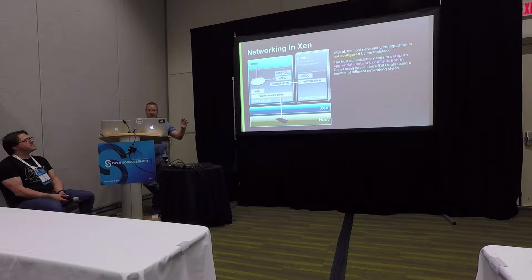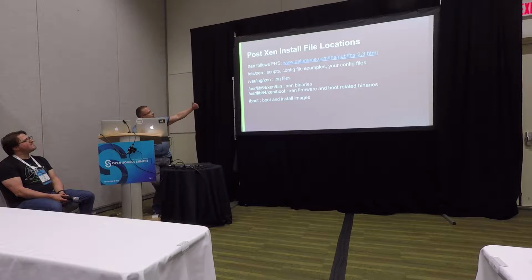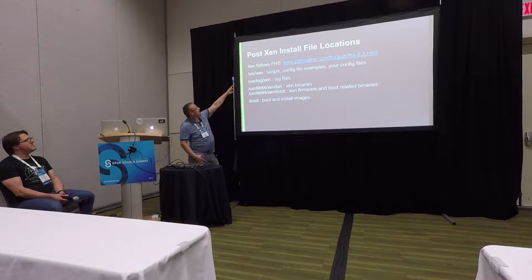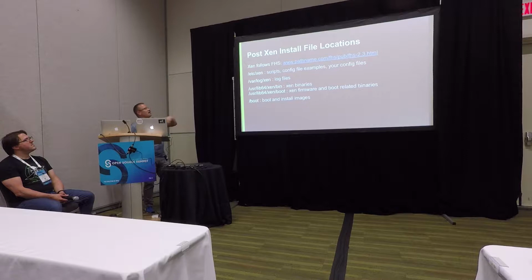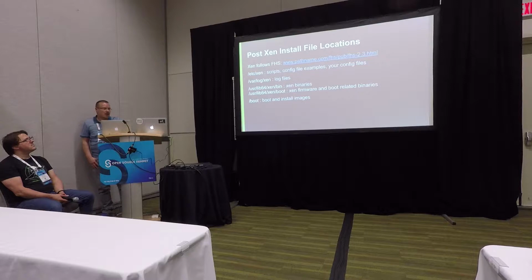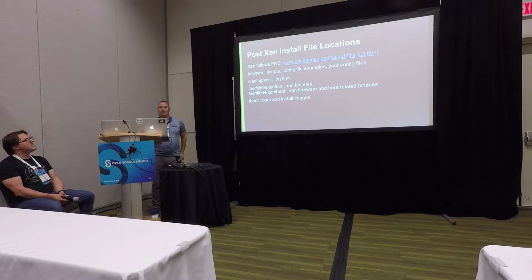Then we have install file locations. Once you install Xen, there's a number of directories which are really worth looking at. /etc/xen is where we have example config files; you can put your config files in there, and there's a number of setup scripts in there. /var/log/xen is where all the log files go. /usr/lib64/xen, or in other distros it might just be lib, is where the Xen binaries and firmware and other related binaries go. And when Xen installs itself, it will put stuff into the boot directory too.